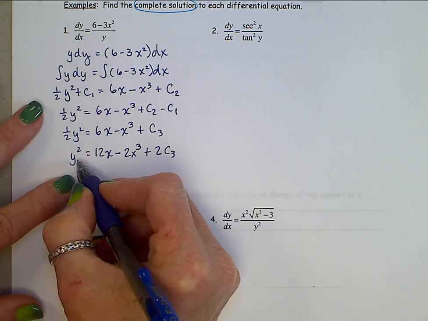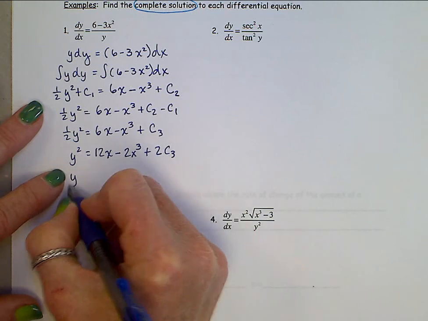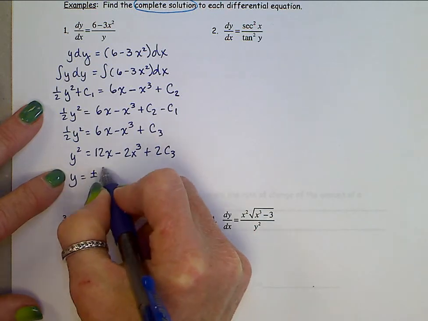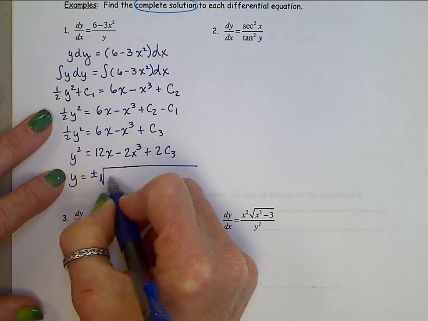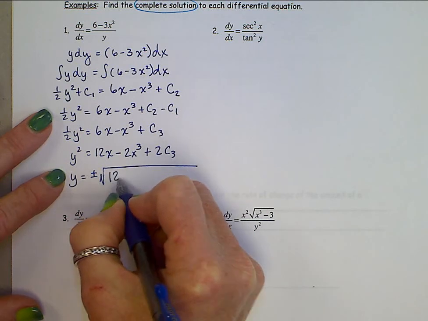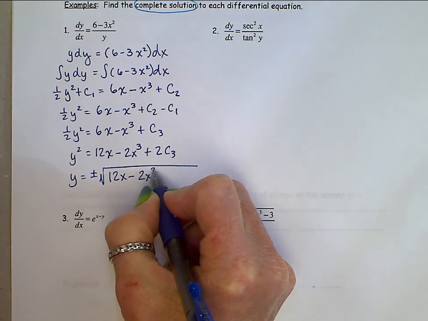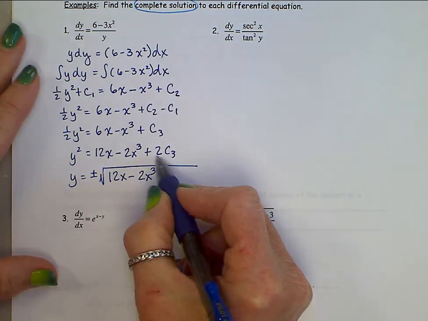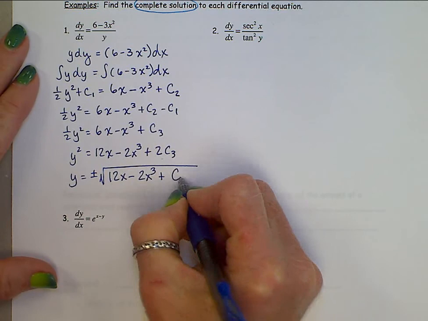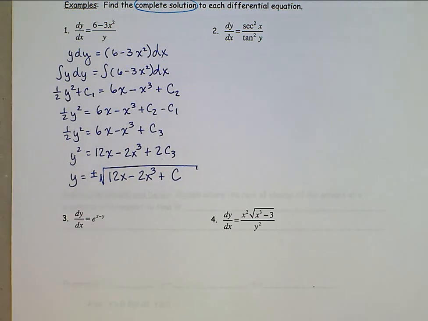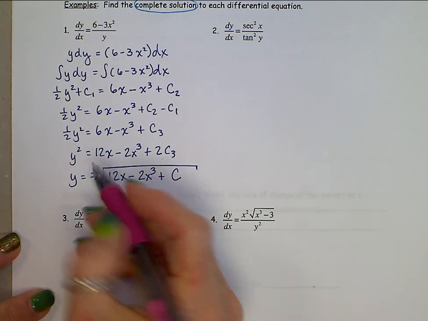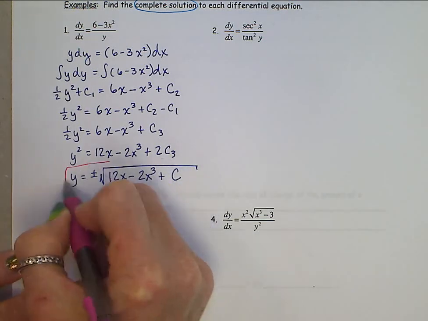Also solving for y here, we could take the square root of both sides, which would give us plus or minus the square root of 12x minus 2x cubed plus another constant up here. Let's just call it some constant c. And there we go. That is the complete solution right there.